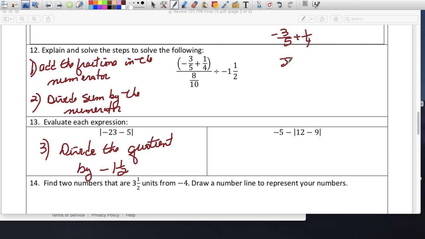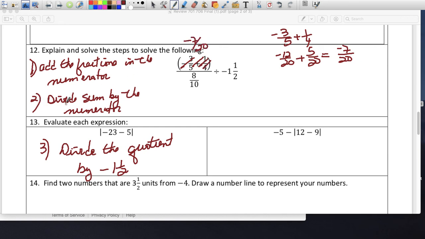Common denominator is 20. So times 4, it's negative 12 over here. Times 5, it's going to be 5. So this ends up becoming 20. Negative plus a positive, there's more negatives, so it's negative 7 over 20. So this whole thing, and I'm going to cross this out, becomes negative 7 over 20.